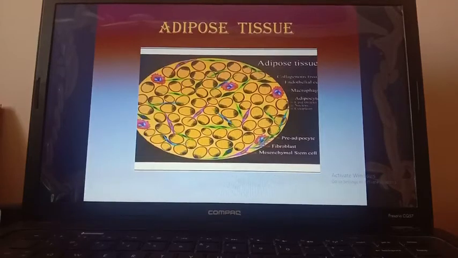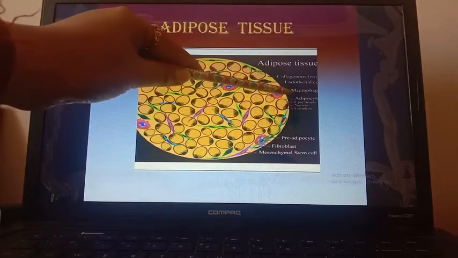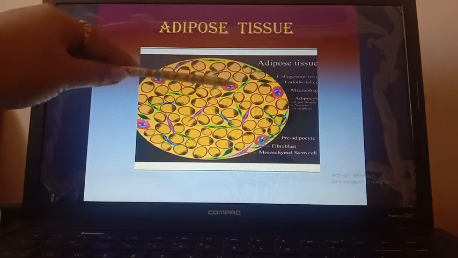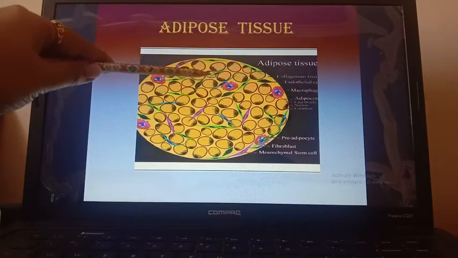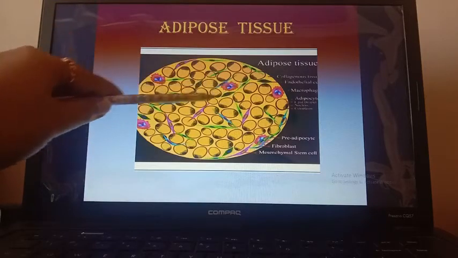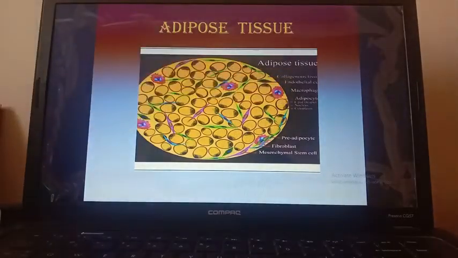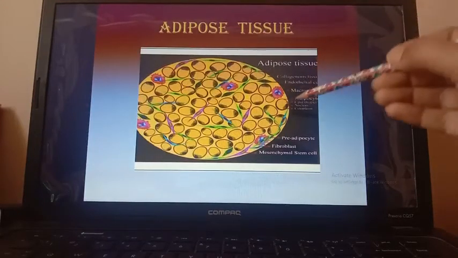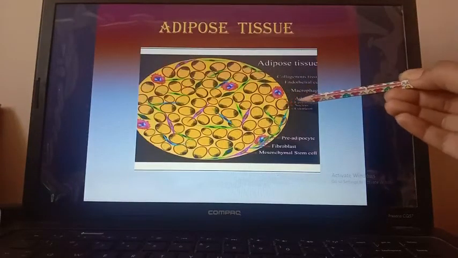Next, we are going to discuss adipose tissue. The cells of adipose tissue are known as adipocytes. You can see here adipocyte. So these circular yellow colored cells you can see are named adipocytes. In that adipocyte cell, you can see lipid droplets.